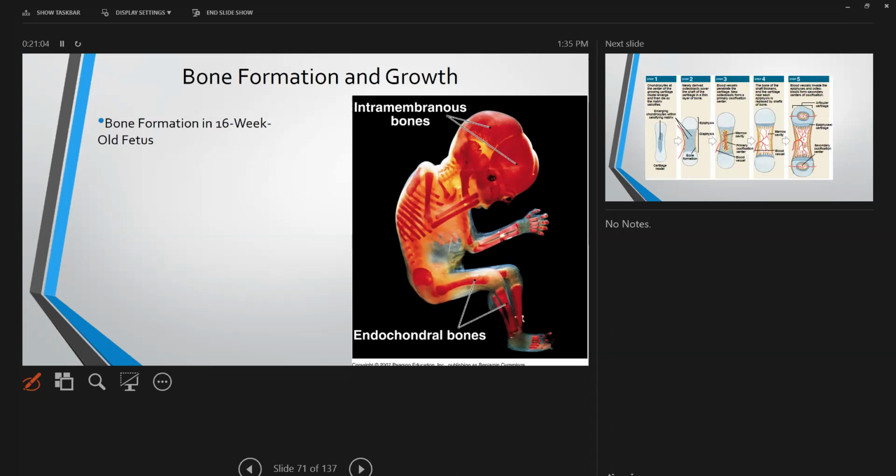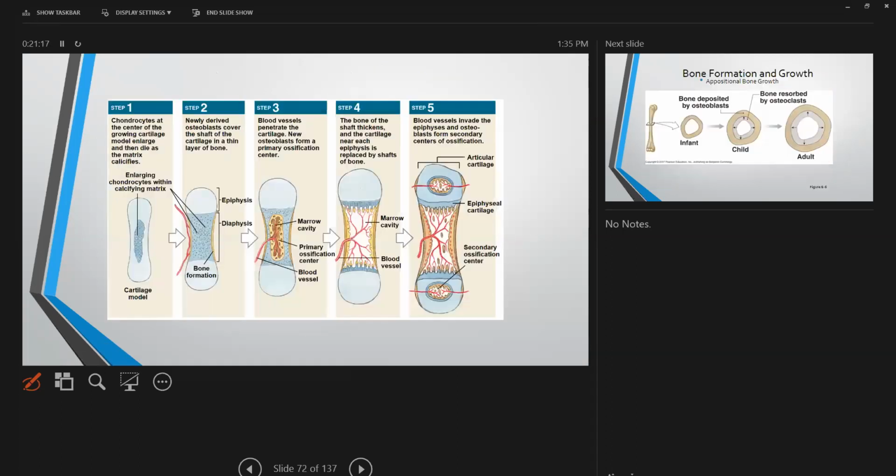Bone formation in a 16-week-old fetus. So you can see that they're really starting to lay heavy calcium down, and these bones are really starting to progress. So let's see. This is a diagram here that kind of generally goes over the formation of an adult bone or a mature bone.